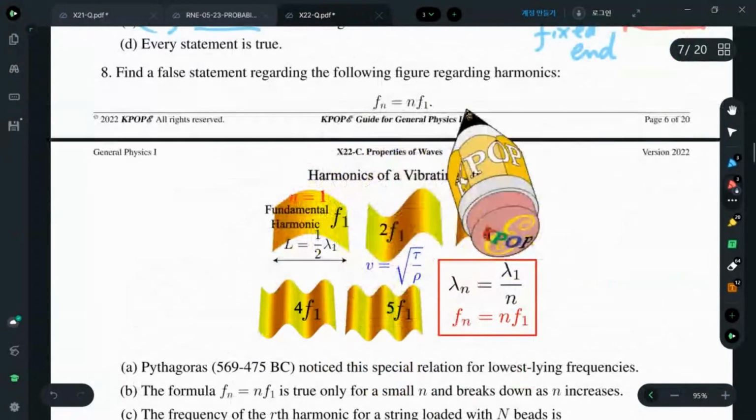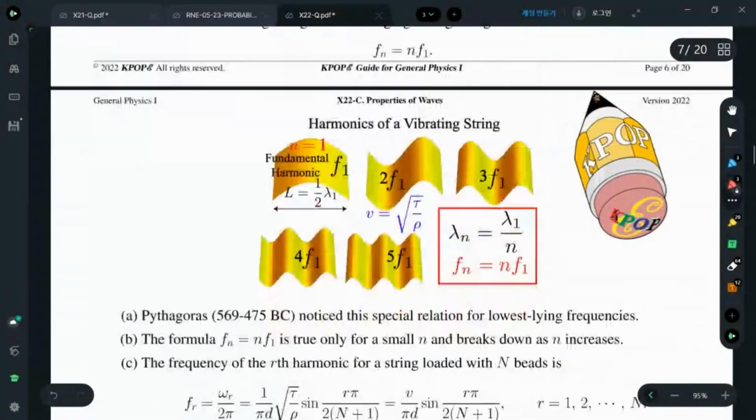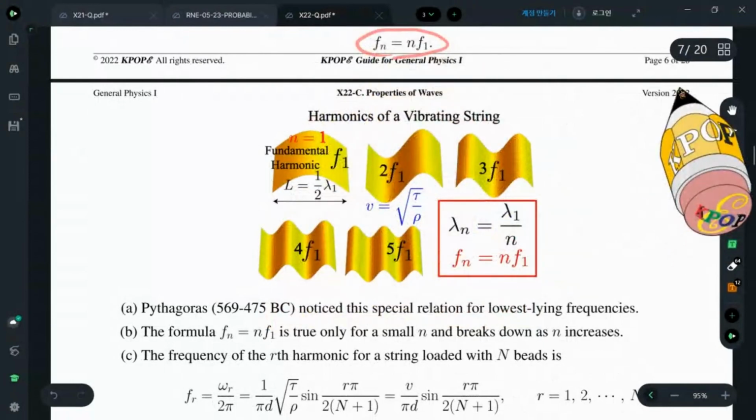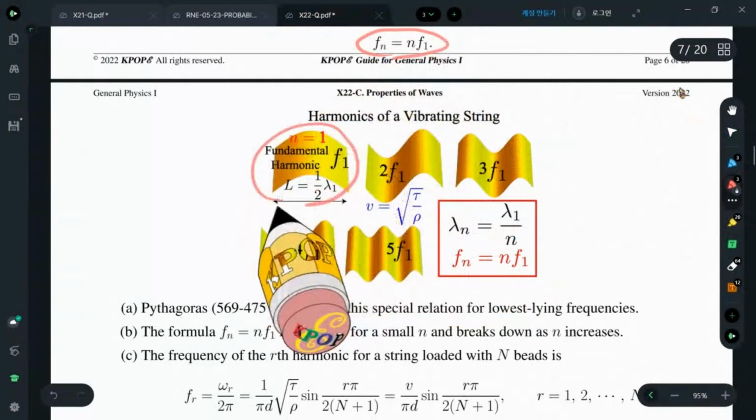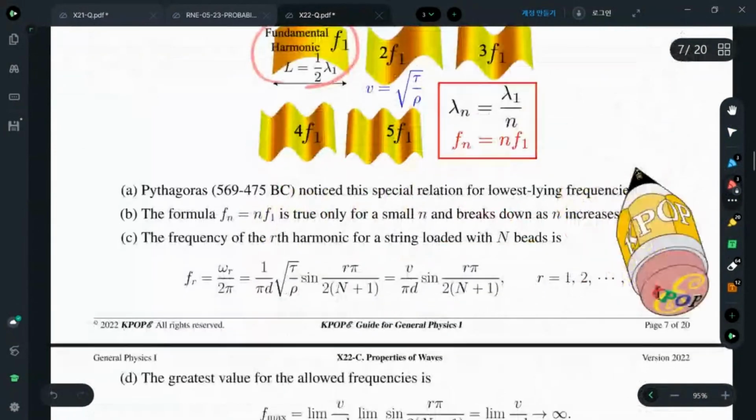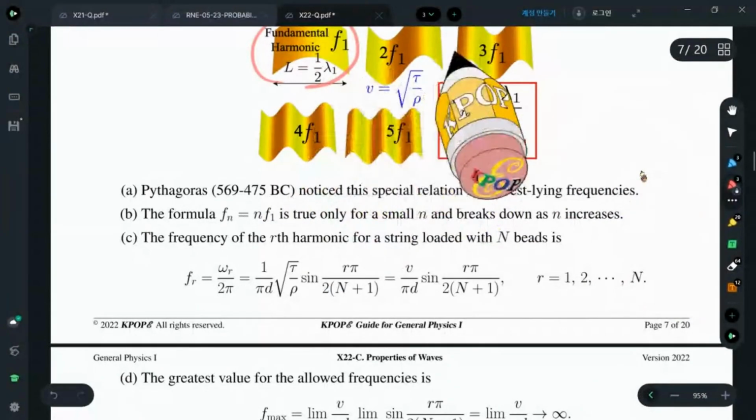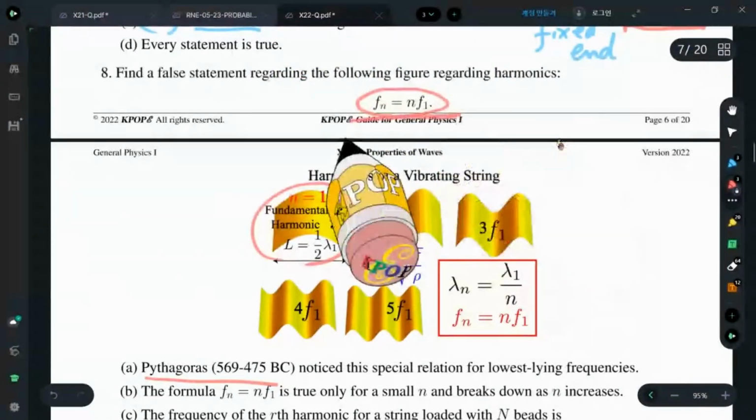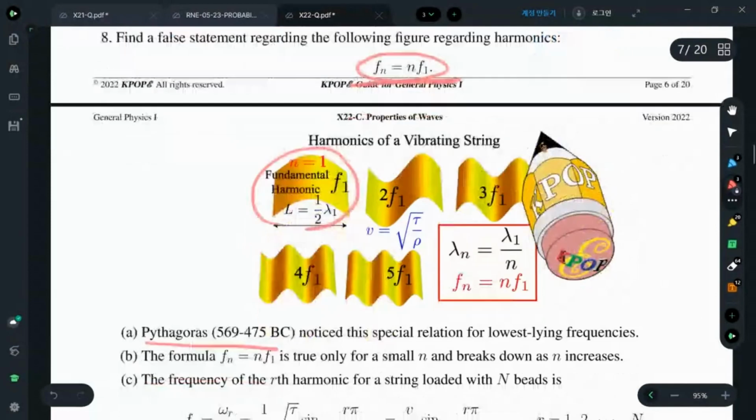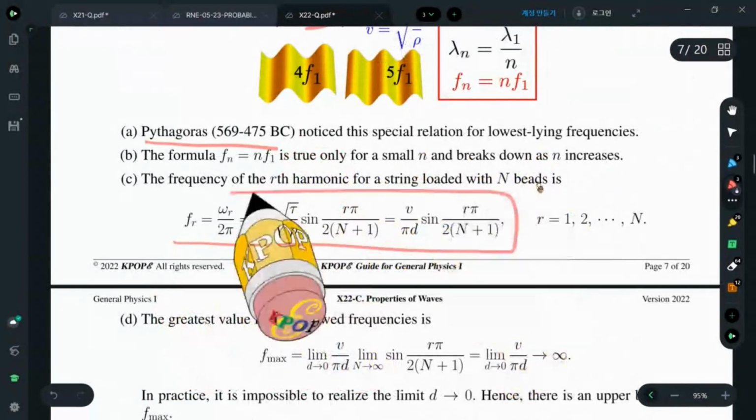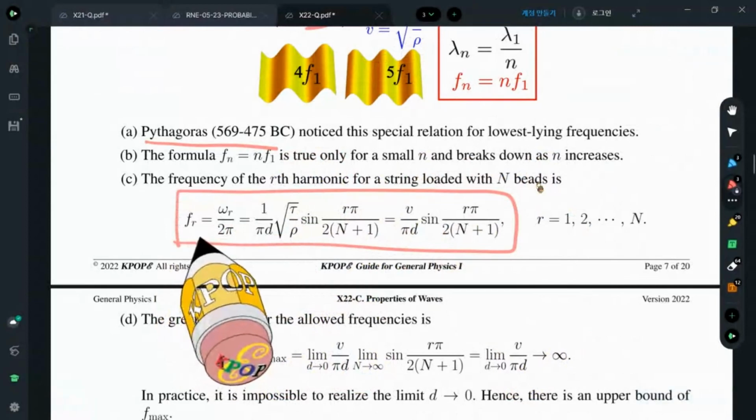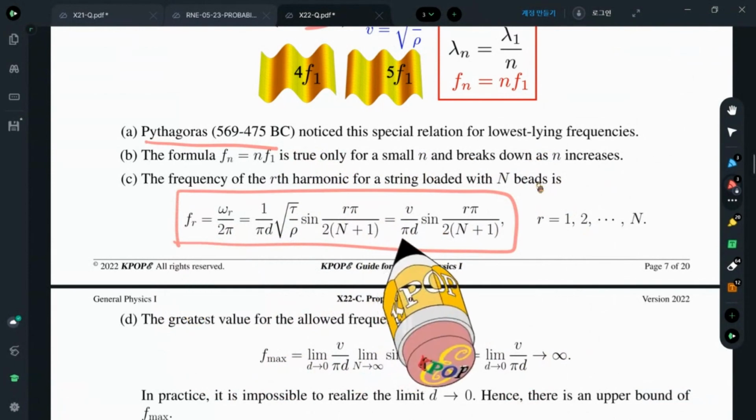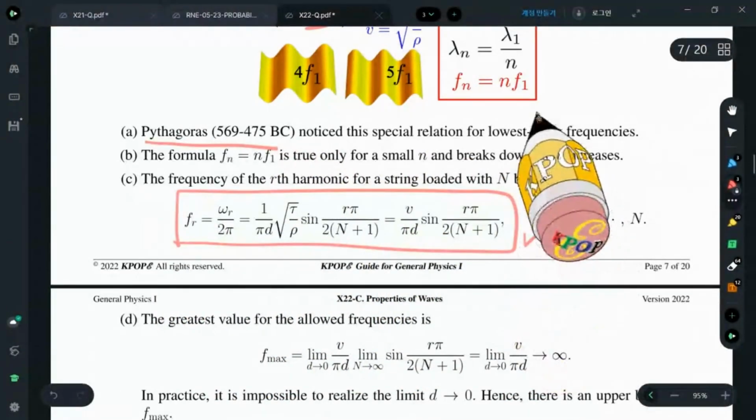Find the false statement regarding the following figure regarding harmonics. In the lowest frequencies, we can make an approximation as a multiple of a fundamental frequency. However, as n increases, the Pythagoras formula breaks down. So the correct way of formulating the higher order frequencies of the harmonics is this one, as we learned in the previous class.